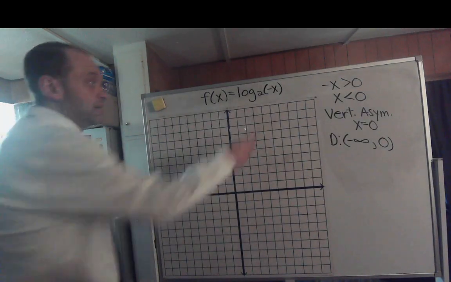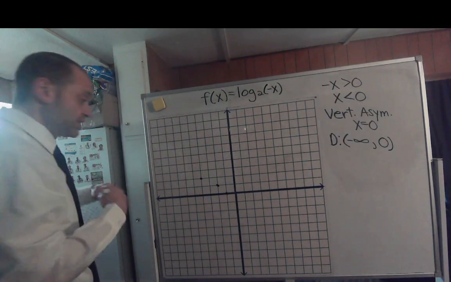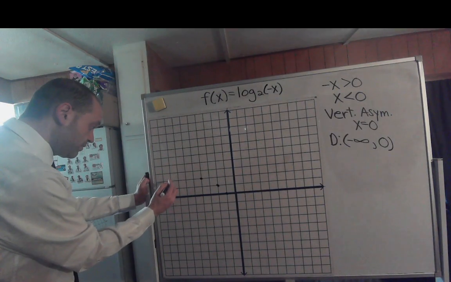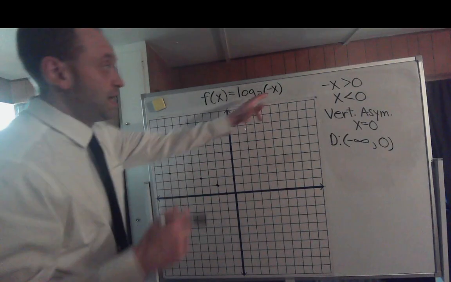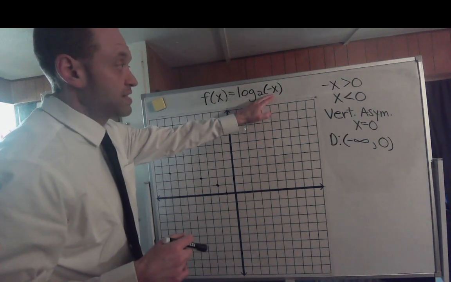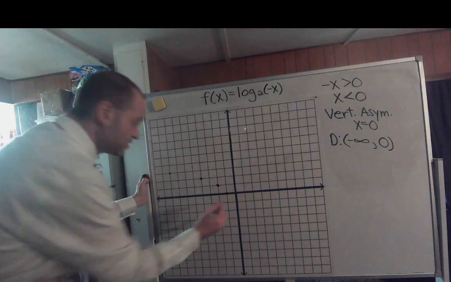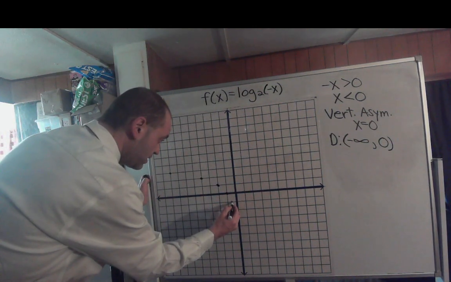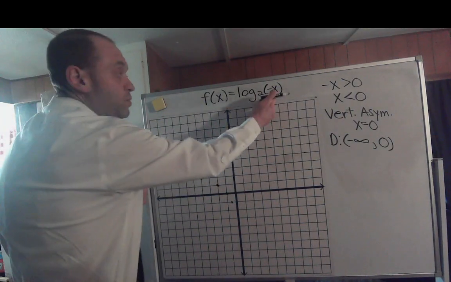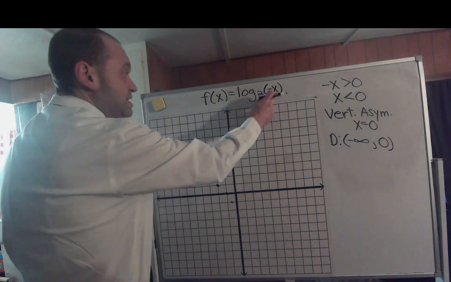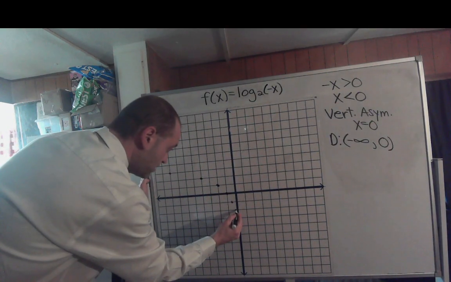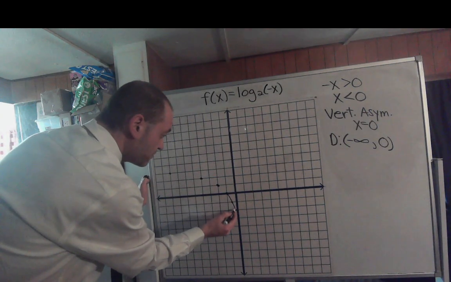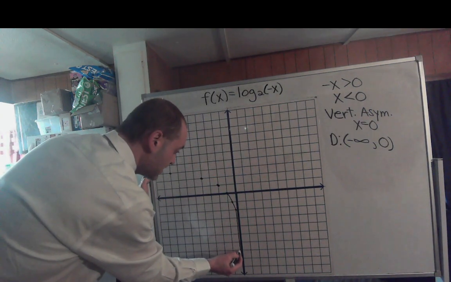And then let's pick negative 8, which would give us a y of 3. All right, let's pick negative 1/2 for x, which would give us positive 1/2 in the parentheses. That would give us a y value of negative 1. Let's pick negative 1/4 for x. That would give us a positive 1/4 inside, so that would be a y value of negative 2. So here's what your function's going to look like this time.